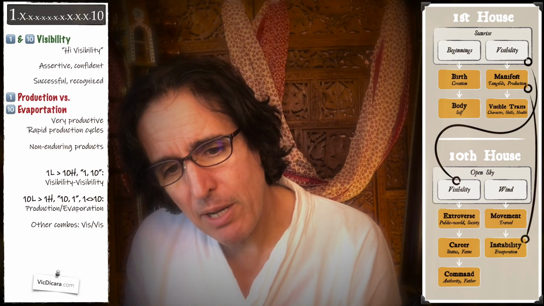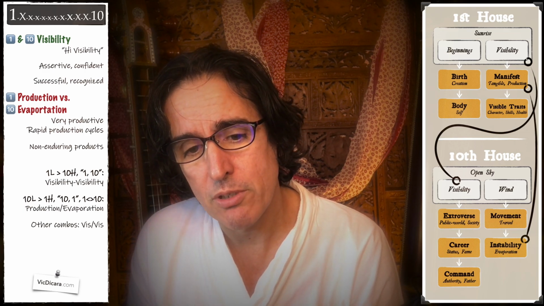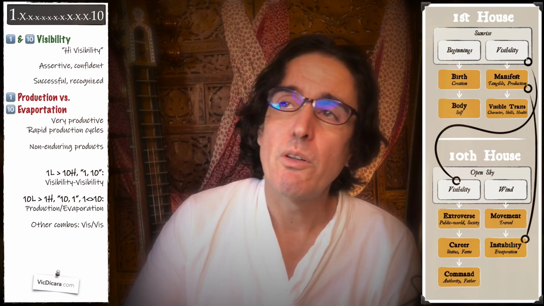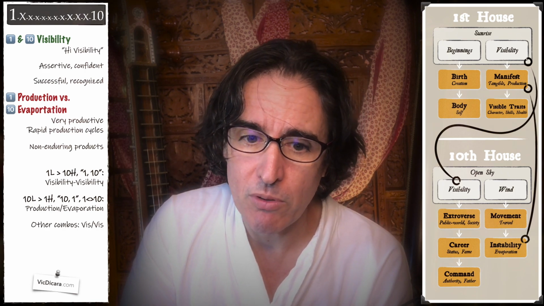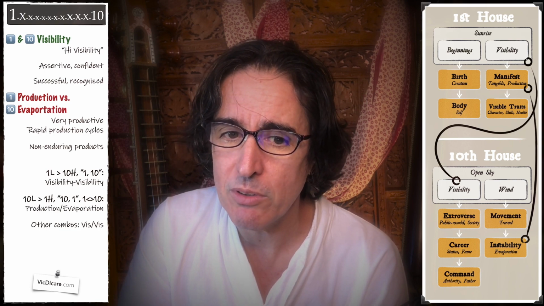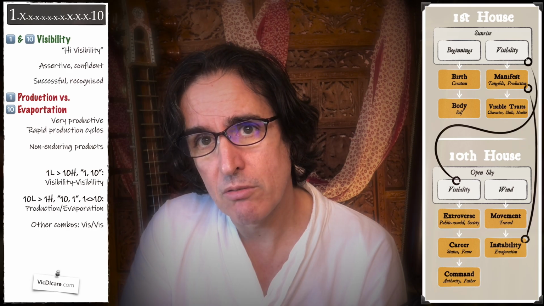Other ways of combining the 10th and first lord, like through mutual aspect or through conjunction, will really depend a lot on the houses in which the lords are placed, but you basically will see more of the visibility synergy than the production dissonance.